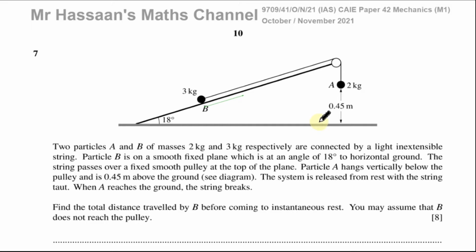I'm now going to answer question number 7 from the October-November 2021 Mechanics paper 4 variant 2 from Cambridge 9709. I've already answered this question using one method, which involves resolving forces on the plane, finding the acceleration and using the SUVAT equations. I'm also going to solve this question using the energy method, which is the work-energy principle.